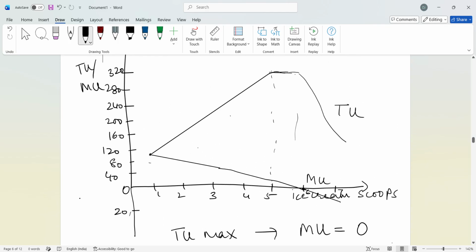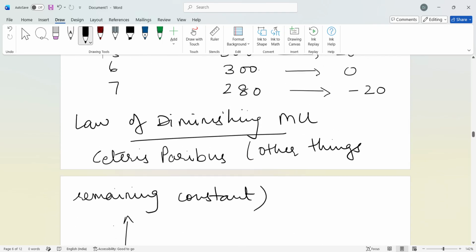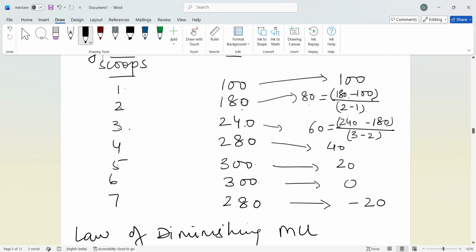All right, so let's just see that. First, total utility is increasing at a decreasing rate, which basically means that MU is falling. I'll go back to the table so that you understand. So total utility is increasing, from 100, 180, 240, 280, 300, but at a decreasing rate. MU is nothing but the rate at which total utility is changing. So the rate is decreasing, 100 to 80 to 60 to 40 to 20, to 0, right?